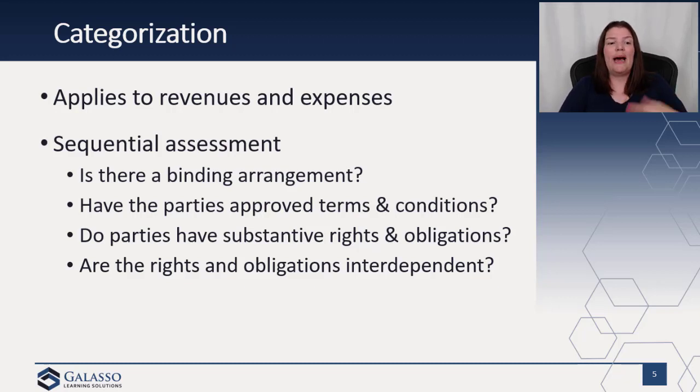Then they would evaluate, have the parties approved the terms and conditions? So thinking about the agreement, is there a meeting of the minds? Is there approval of this, very similar to the FASB standard? Do parties have substantive rights and obligations? And so when we look at this, do I give and get, or what is this process going to look like? So do we have rights and obligations? And then are the rights and obligations interdependent? And so we walk through this series of questions.